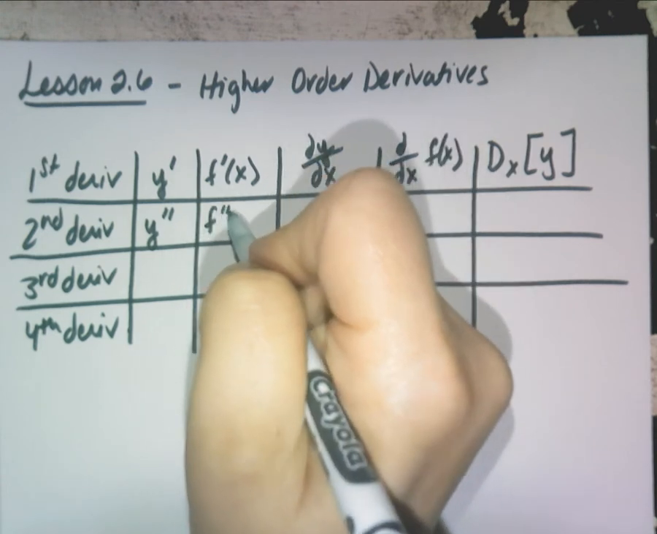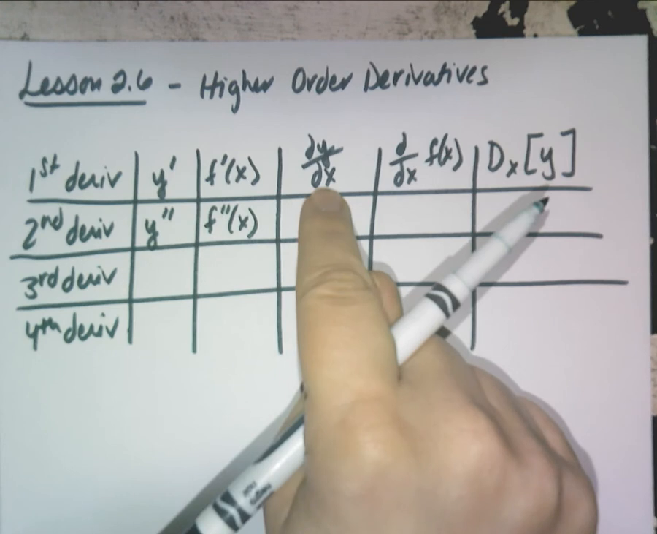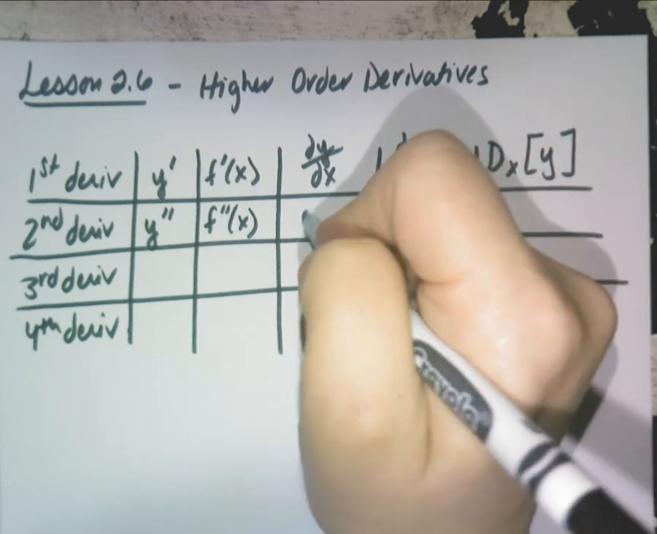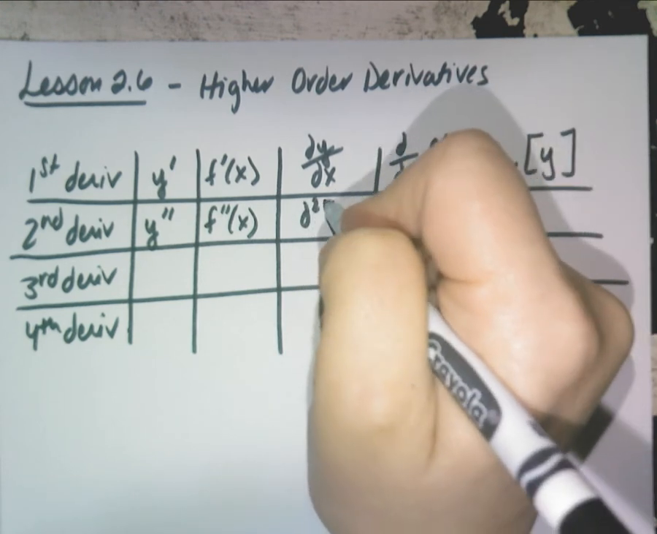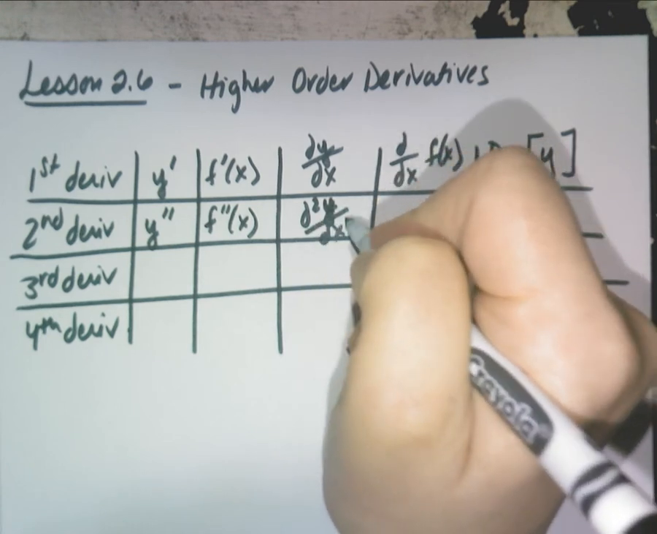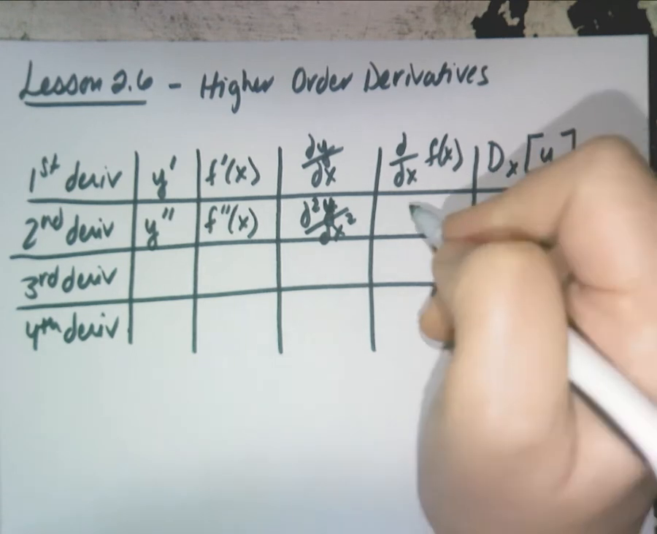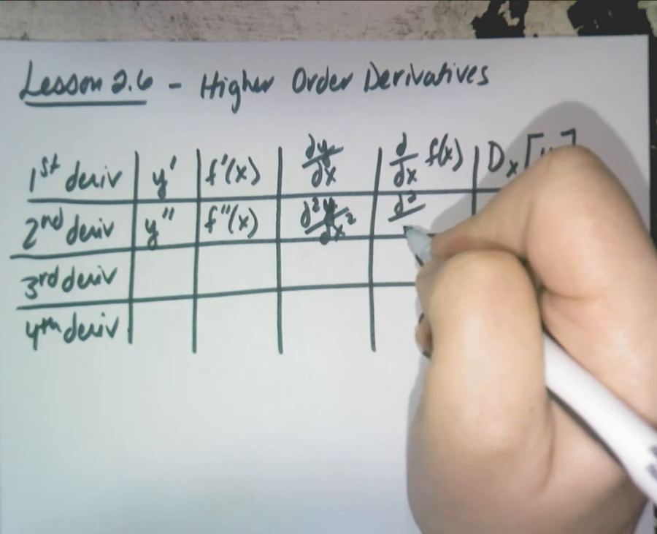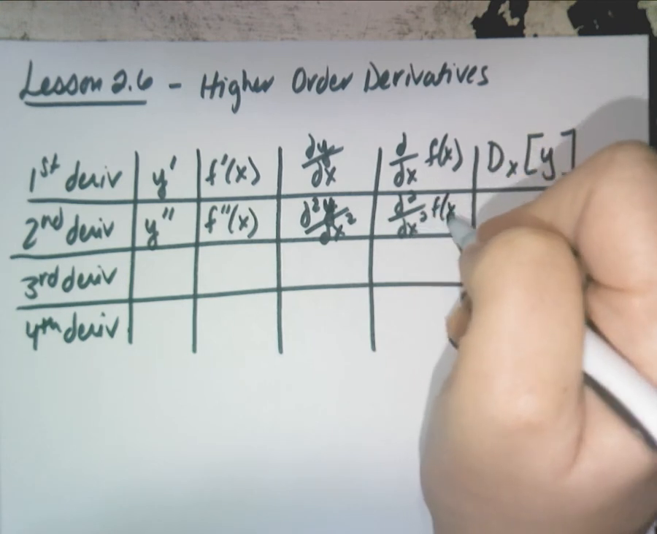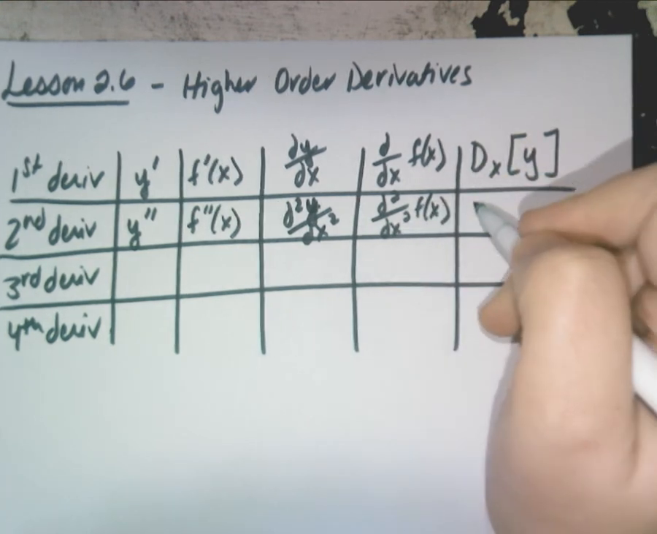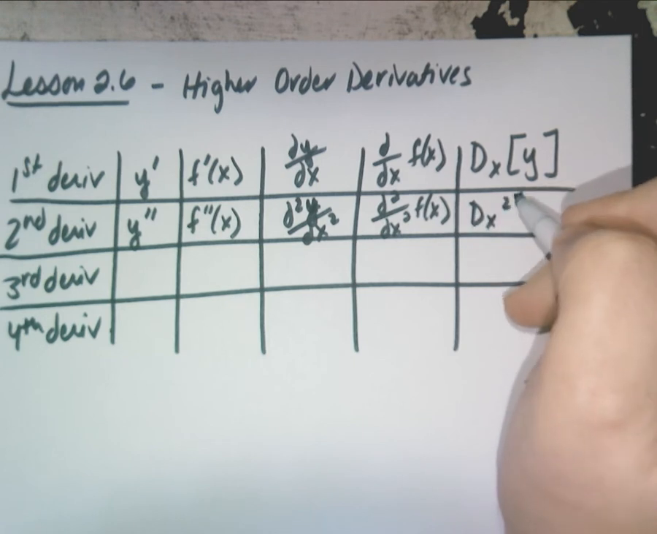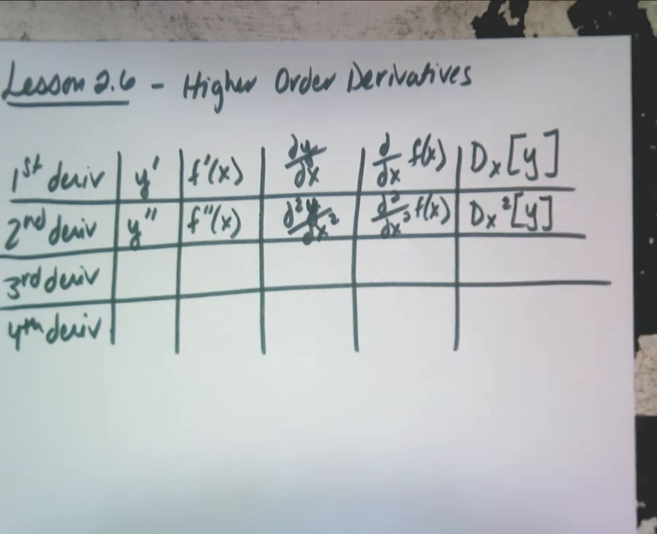f double prime. This one, the dy/dx changes though. It's d squared y over dx squared. And I hate saying squared, but you're taking the second derivative. This one would be d squared over dx squared of f of x. And then this one would look like d squared y. But again, you're not really squaring x. That 2 is telling you to take a second derivative.